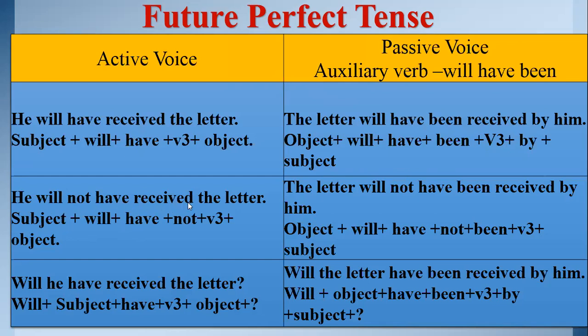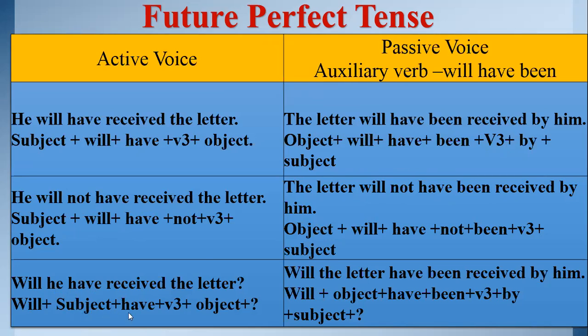He will not have received the letter, that is the negative sentence, so it changes into the letter will not have been received by him. Okay, so the letter will not have been received by him is my passive voice here. Now I see the interrogative. Will he have received the letter? That is, the will is in the beginning. That shows that this is an interrogative question.